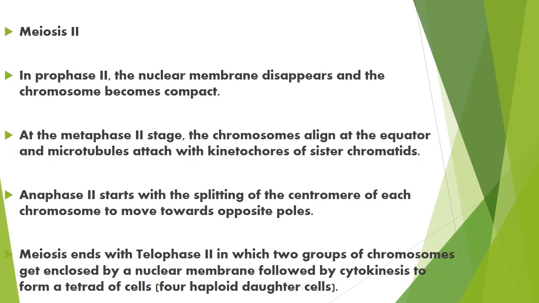Meiosis 2. In prophase 2, the nuclear membrane disappears and the chromosomes become compact. At the metaphase 2 stage, the chromosomes align at the equator and microtubules attach to the kinetochores of sister chromatids. Anaphase 2 starts with the splitting of the centromere of each chromosome, which move towards opposite poles, and meiosis ends with telophase 2, in which 2 groups of chromosomes get enclosed by a nuclear membrane, followed by cytokinesis to form a tetrad of cells. Tetrad means 4 haploid daughter cells.